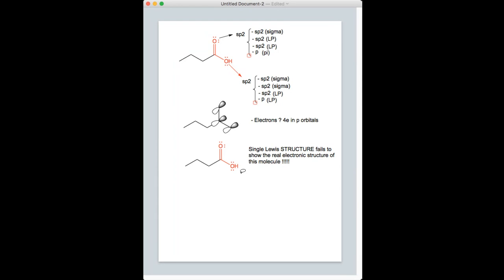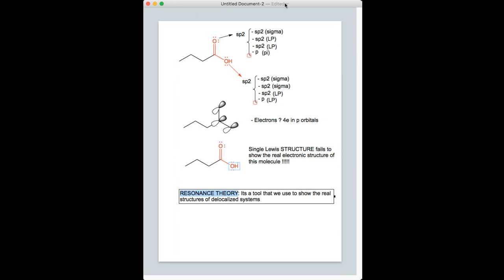And that's what we call resonance theory. Guys, resonance theory is a tool that we use as humans. It's not science, it's a tool that we use to show the real structures of delocalized systems. Okay?